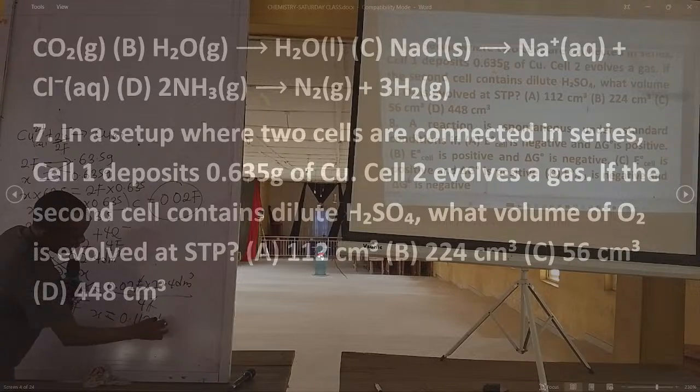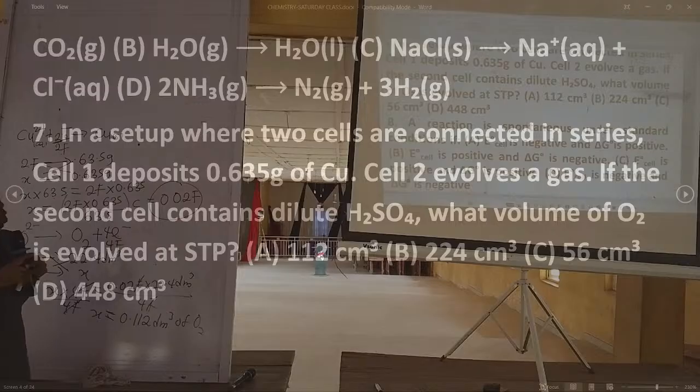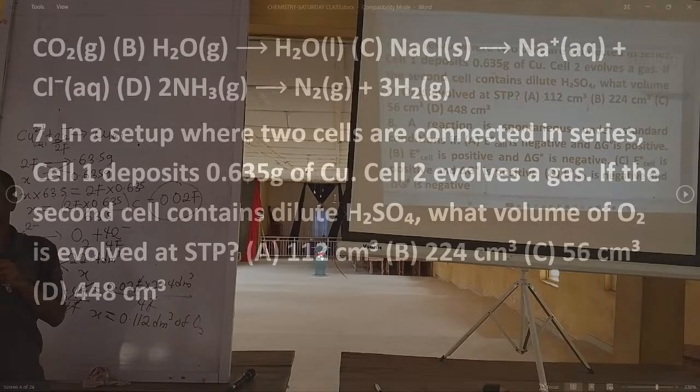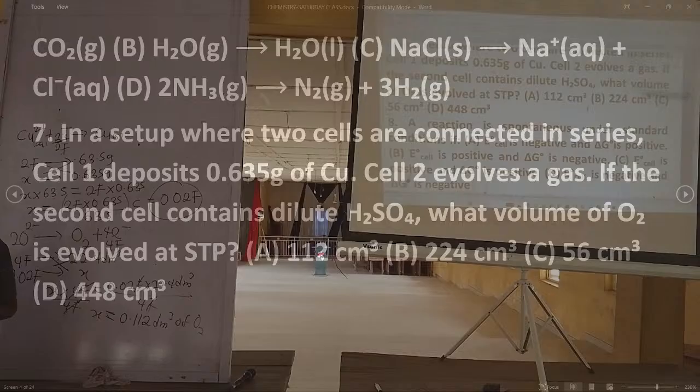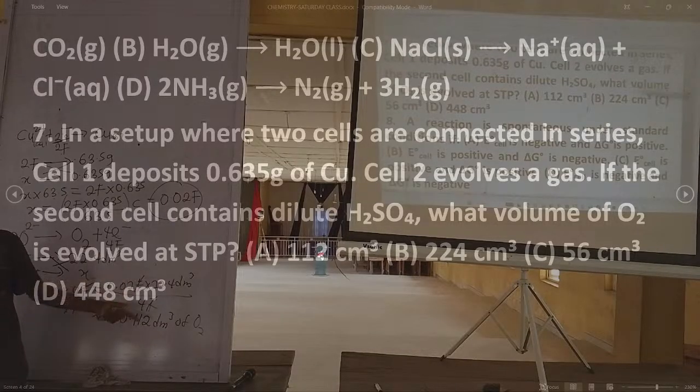112 dm³ of oxygen. But if you look at the options, the answers are not left in dm³. The answers are in cm³. But we know that 1 dm³ is equivalent to how many cm³? 1000. Meaning that 0.0112 dm³ is the same thing as 0.112 times 1000 cm³.